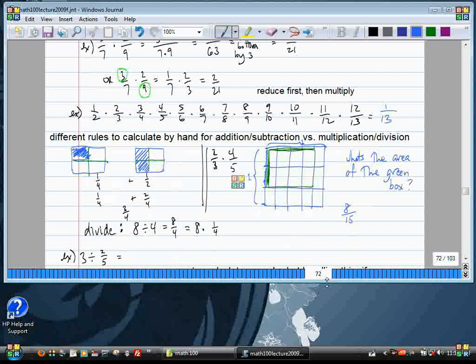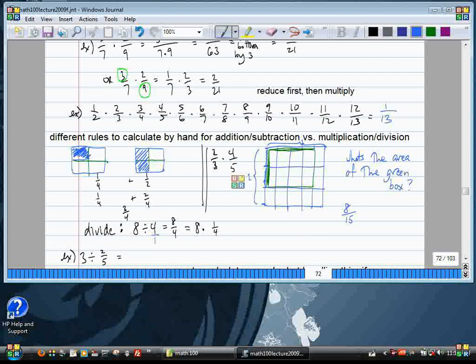What did we do to 4 in order to make it 1/4? You made it the reciprocal, exactly. Because what is the number 4 as a fraction? This is really 4 over 1. So what we really did was, instead of dividing by 4 over 1, we said we're going to multiply by 1 over 4, the reciprocal.